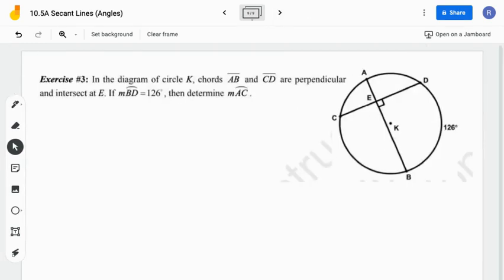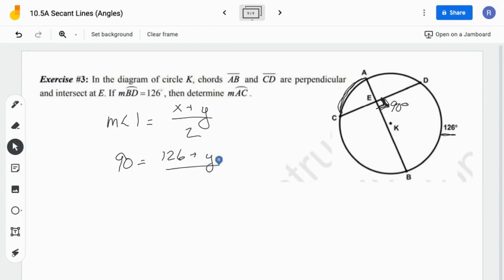Let's look at one last one. Now, this one has a lot more words, but we still know the information. So we know that these are perpendicular. We know that this arc BD is 126. We want to find this measure here. So these intersect inside, which means that we're going to add those two together and divide it by 2. Now we need to fill in what we know. This is perpendicular, which means it's 90 degrees. So 90 degrees is equal to 126 plus something we don't know, divided by 2. We can use our algebra to find that missing arc. We find that this measure here has to be 54.